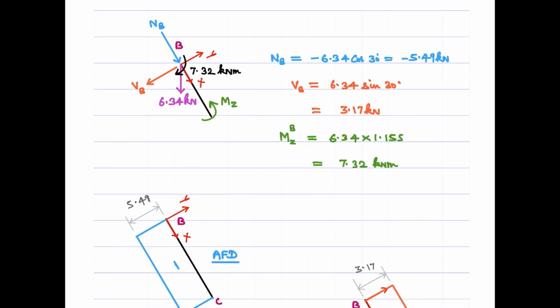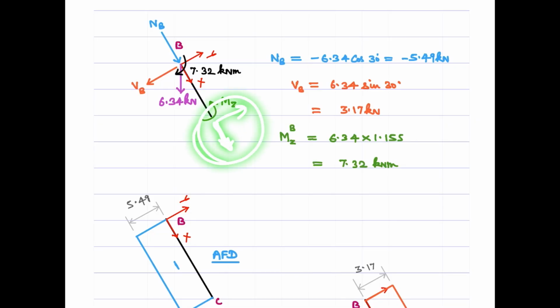Now we'll move on to the next member BC. We repeat the same steps. That is, we need to resolve this force 6.34 kilonewton, which is there at the joint B. So when we resolve, these are the values we get. And again, apologies, I should have shown these two forces here.